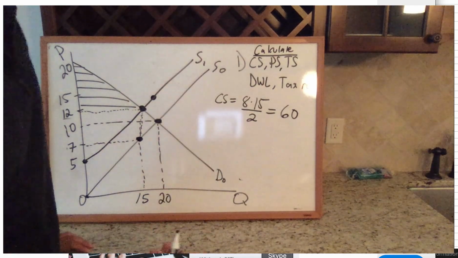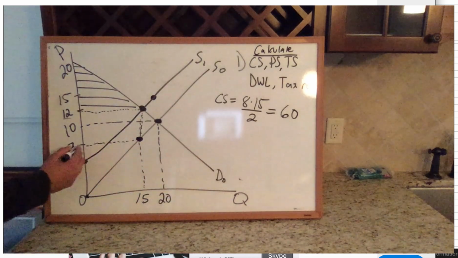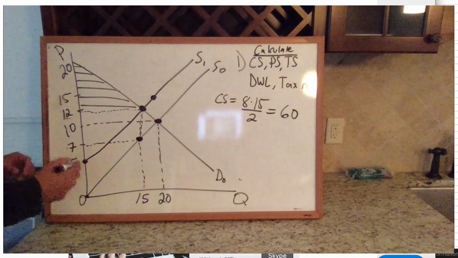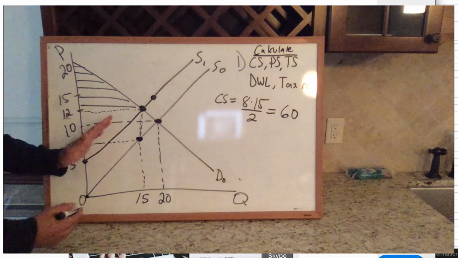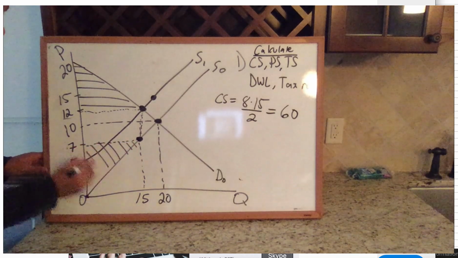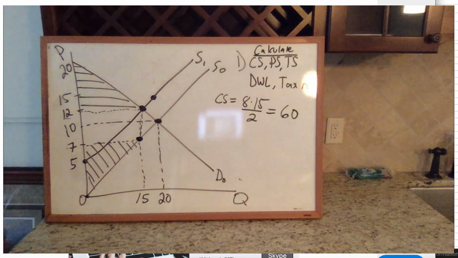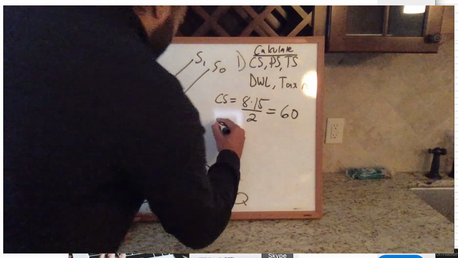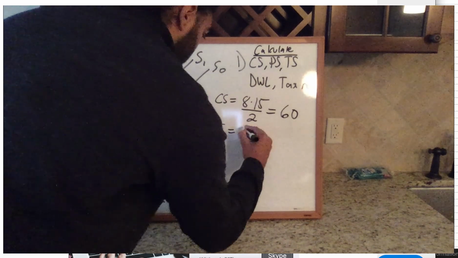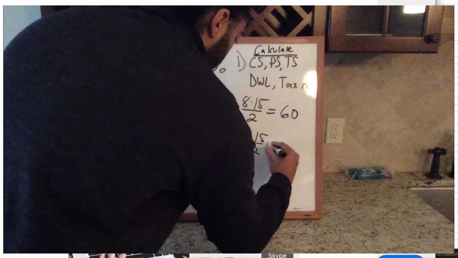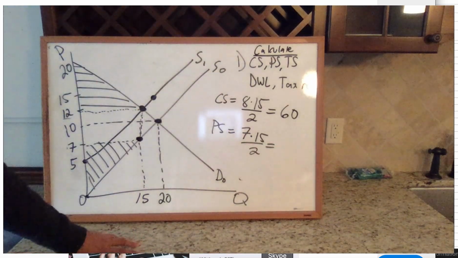So producer surplus is based on the price that they receive. So it's the area beneath the price that they receive, which is $7. So under the wedge, beneath that, but above the supply curve. So this area right here is your new producer surplus. So now we're going to calculate that. It's the gap between 0 and 7, which is 7 multiplied by 15 divided by 2. And you should get 52.5.